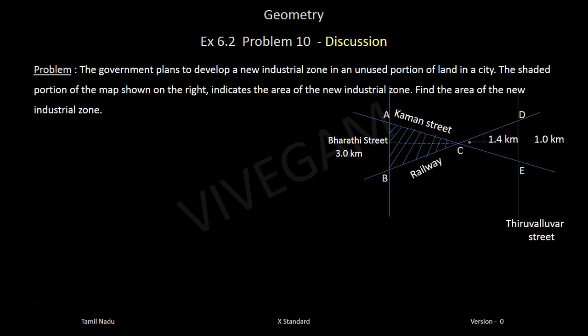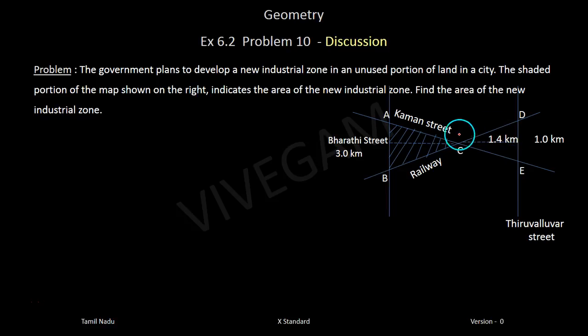The area of the triangle is half into base into height. So half, base is 1 kilometer, height is 1.4. So half into base 1 into 1.4 will give us the area of the triangle CED. Right? So this can be calculated. Now what do we need to do?